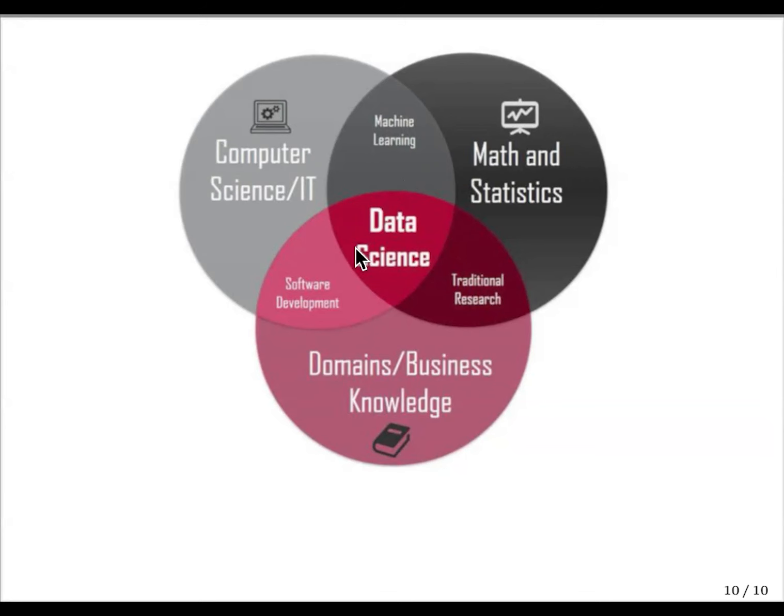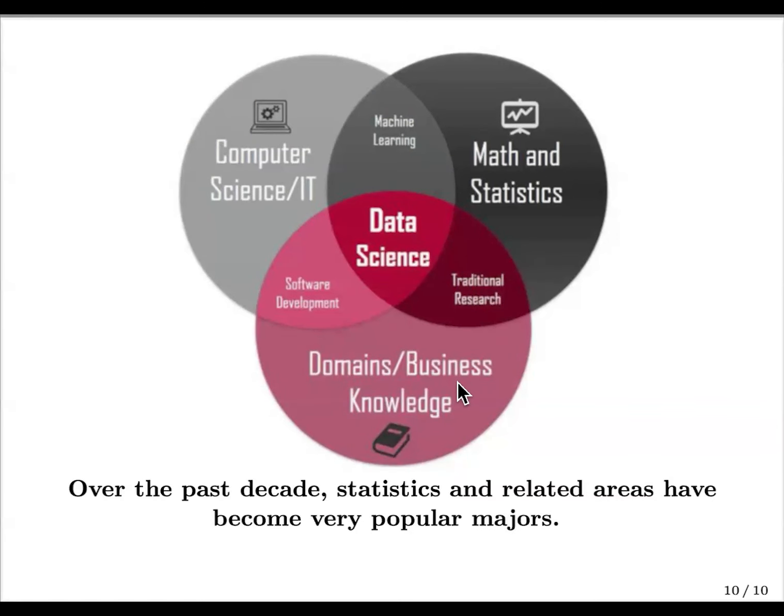I'm sure many of you have seen this Venn diagram. It shows that data science is an interdisciplinary field that combines math and statistics knowledge, computer science skills, basically your coding skills, and domain-specific knowledge, which is your knowledge regarding the type of data and type of variables you are studying. And over the past decades, statistics and related areas such as data science have become very popular majors. This trend again highlights the growing importance and broad applications of statistics in modern science and technology.